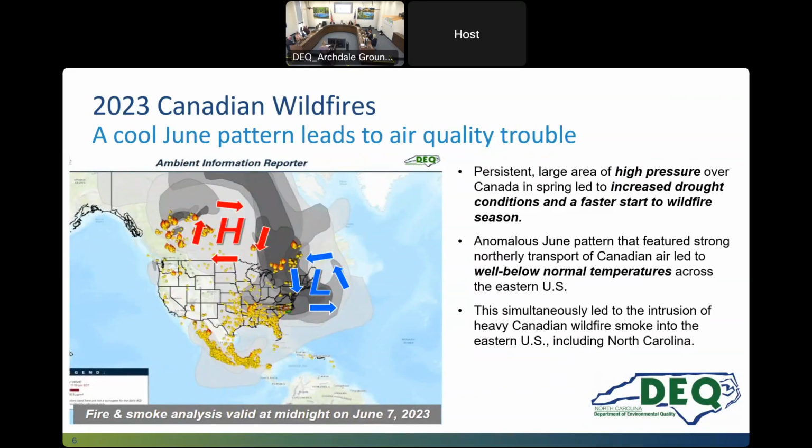This is a screenshot from our ambient information reporter tool, which shows not only our current and past air quality data, but also satellite-detected fire and smoke. So you can see how that smoke from up in Canada was funneled in between those atmospheric features over the East Coast. And this is a screenshot from June 7th, 2023.